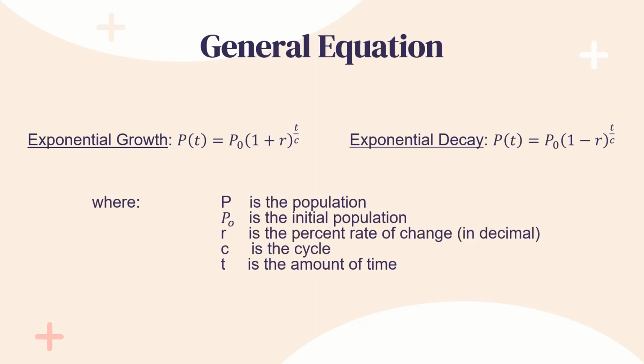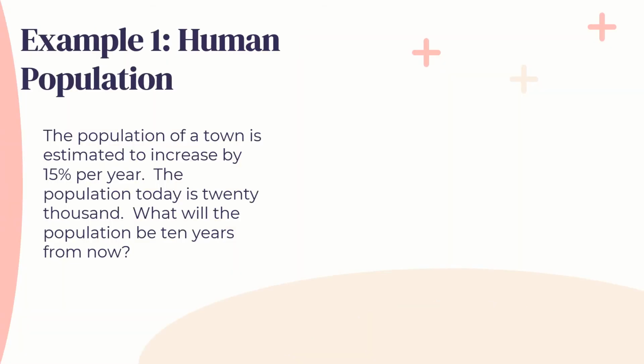So they have similarities. In fact, the decay uses subtraction because it is a decay. Where P is the population and P initial is P of 0. R tells us the percentage rate in decimal point. C is for cycle, and the amount of time is for t. So we will be proceeding with our first example.